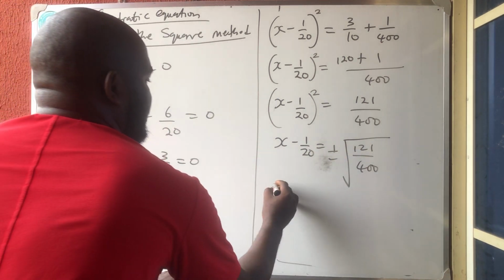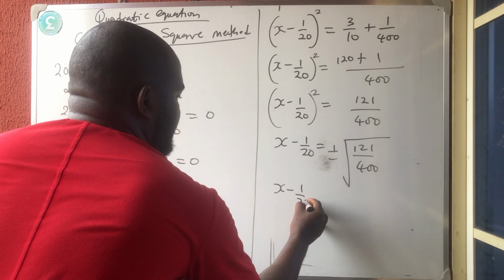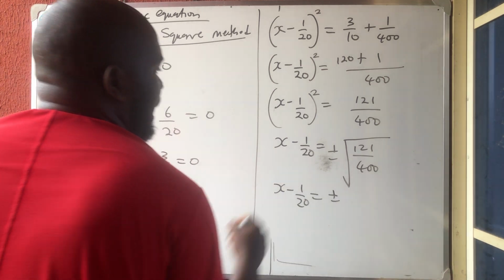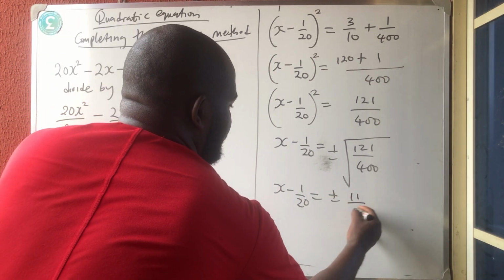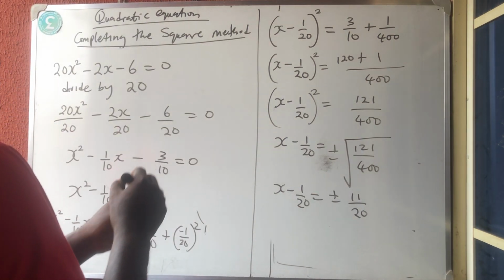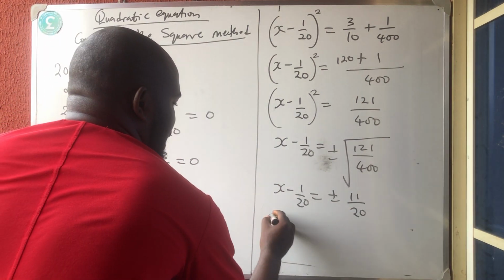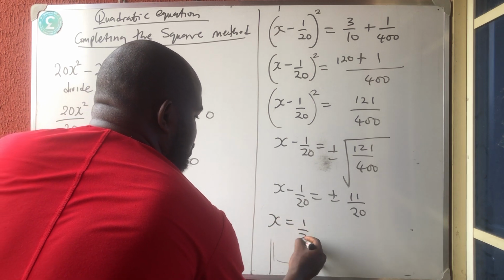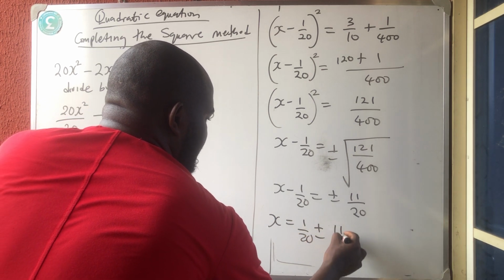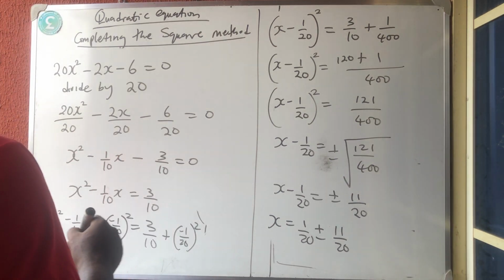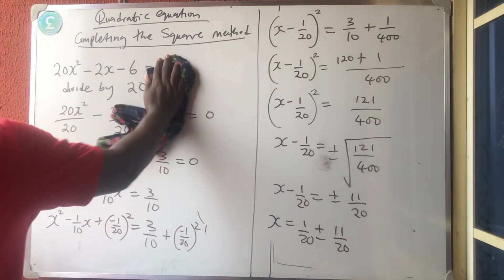So what do I have now? x minus 1 over 20 is equal to plus or minus 11 over 20. Square root of 121 is 11. Square root of 400 is 20. So this one can now come to this side to have x is equal to 1 over 20 plus or minus 11 over 20. Okay, so let us complete it here.